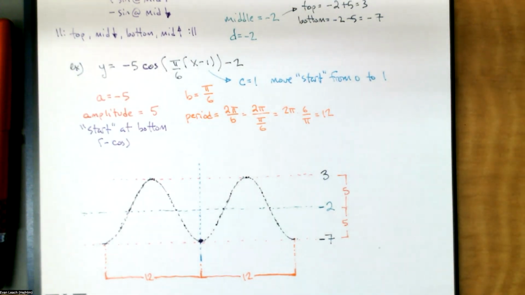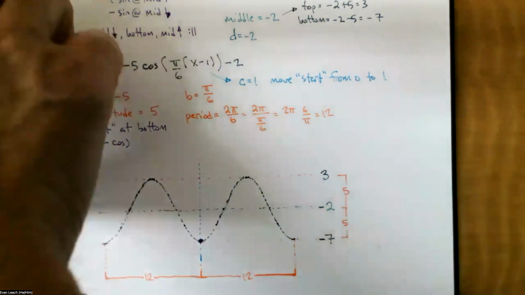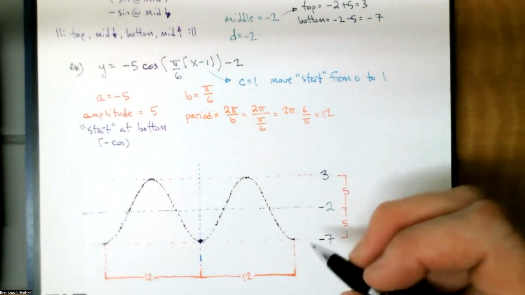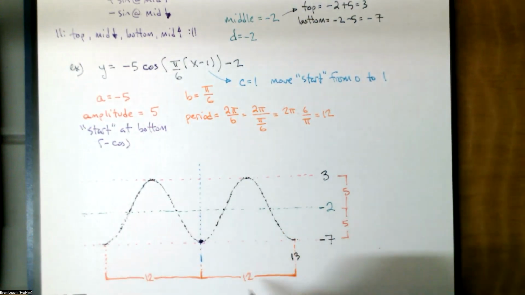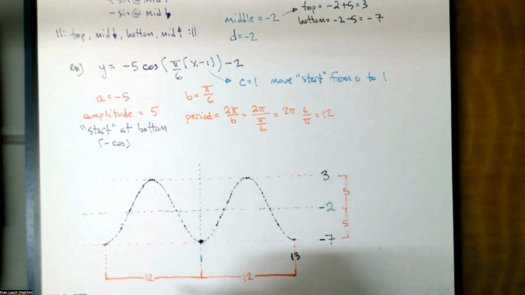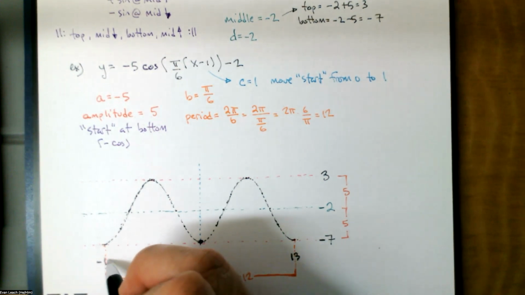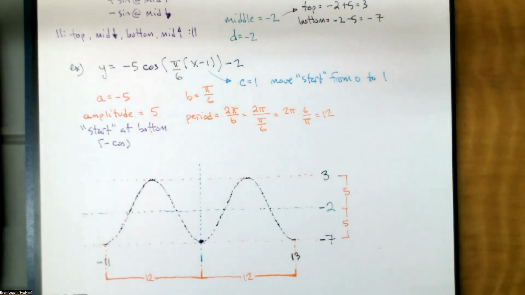Now we just have to figure out the coordinates of these points. So if this down here is at 1, 12 units later, this must happen at 13. 12 units before that, the previous bottom must happen at -11. And now we can identify all these points.